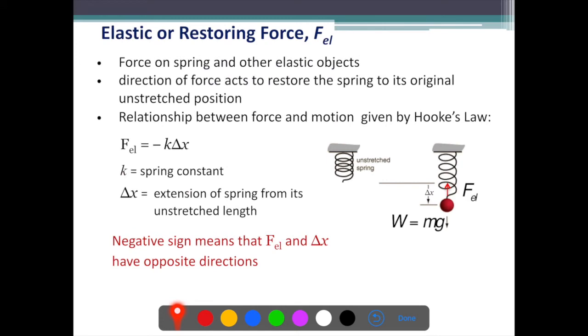The next kind of force is called elastic or restoring force, and it's the force on a spring or other elastic object, so like an elastic band or a rubber band. So anything that can easily stretch will experience elastic or restoring force. And the direction of the elastic or restoring force is such that it restores the spring to its original unstretched position.